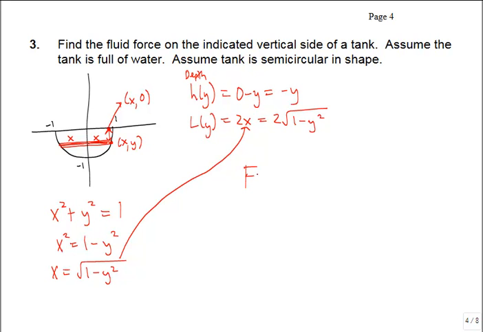Now I'm ready to fill in my pieces. My fluid force F is going to be that weight density W times the integral of our depth function times our length.